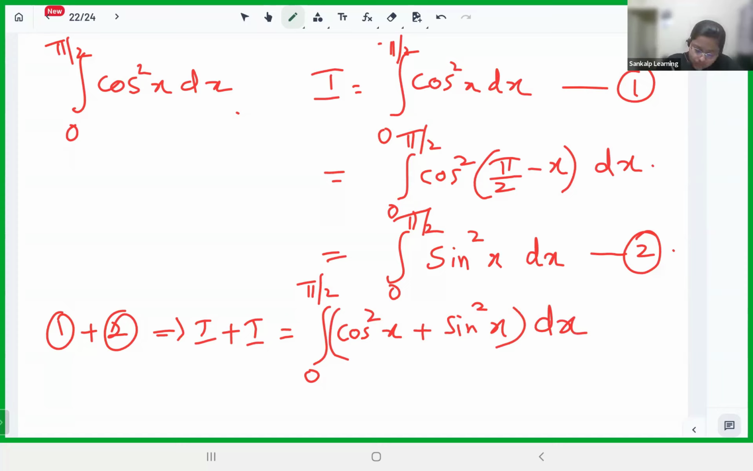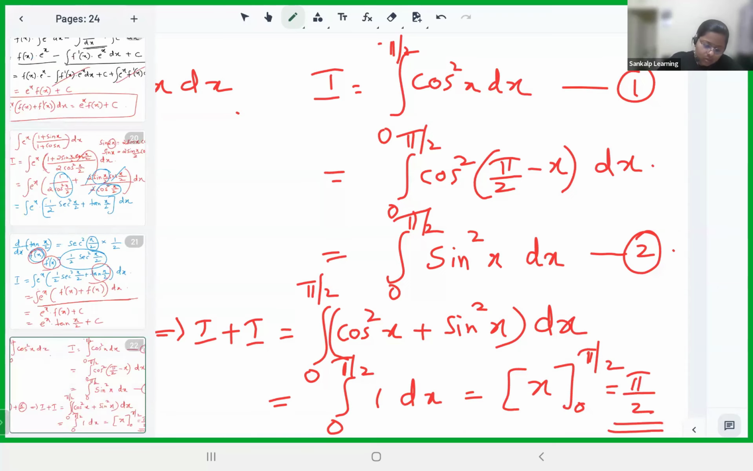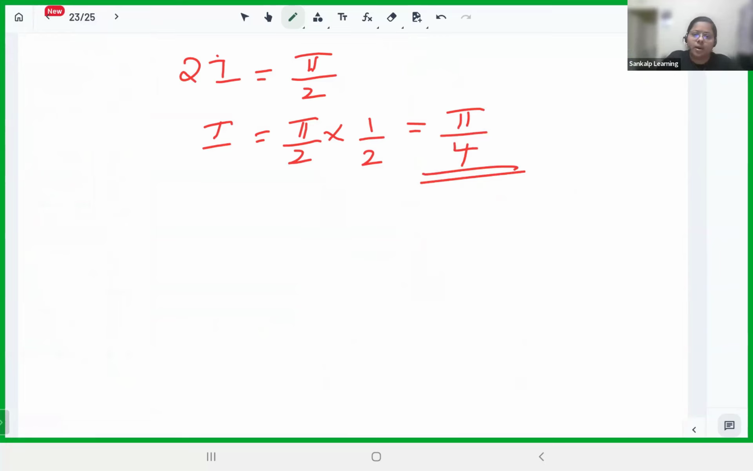Alright. So this is equal to, you need to know the properties of definite integrals, integral 0 to pi by 2 1 dx. So what is integral 1? It is x, evaluated from 0 to pi by 2. What is it? Pi by 2 minus 0 is pi by 2. So 2I is equal to pi by 2. So what is I? I is equal to pi by 2 into 1 by 2, that is pi by 4. What is the value of I? I is equal to pi by 4.